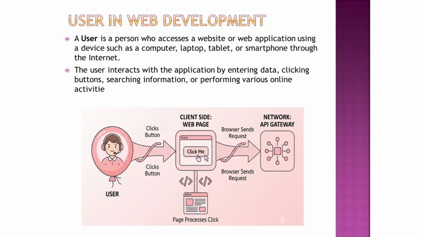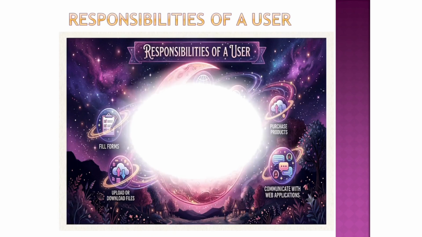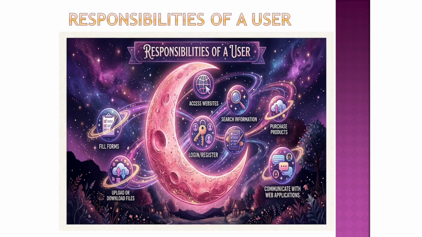So now let's discuss the responsibilities of the user. The user's job is to interact with the website. Some important responsibilities are entering information. For example, during registration, the user enters name, email, phone number, password. Then searching information. The user searches for products, courses, news, or videos. Uploading files. For example, students upload assignments, job seekers upload resumes. Then downloading files. Students download notes, employees download reports, customers download invoices.